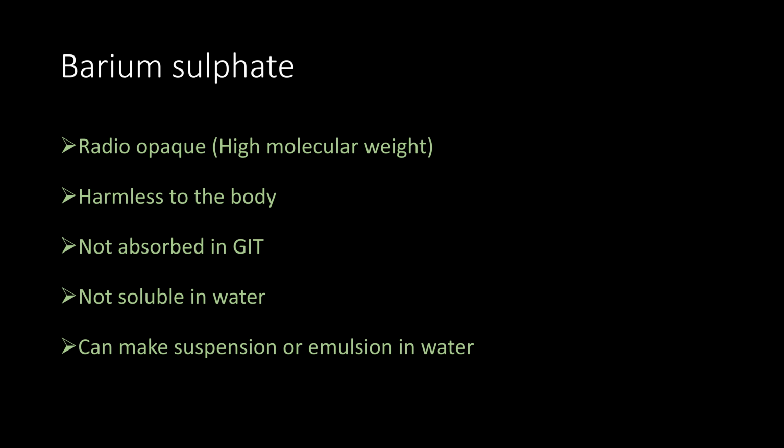Barium sulfate is a chemical with a high molecular weight. That's why it gives a radio opaque shadow on the fluoroscope. It is non-toxic to the body. It is not absorbed in the gastrointestinal tract. It is not soluble in water and can make suspension or emulsion in water. Because of these characteristics, barium sulfate is used in barium studies.